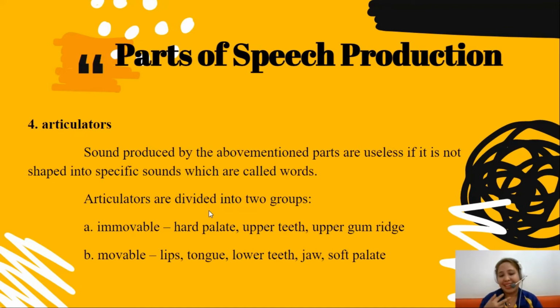Of course, our lower teeth, we can move it because it is attached to our jaw. Here is our jaw. And of course, our soft palate is found next to the hard palate. When we open our mouth, it stretches out, and when we close our mouth, it goes back to its place. So these are the different articulators which help us shape the sound that we produce. Those are the different parts of speech production.